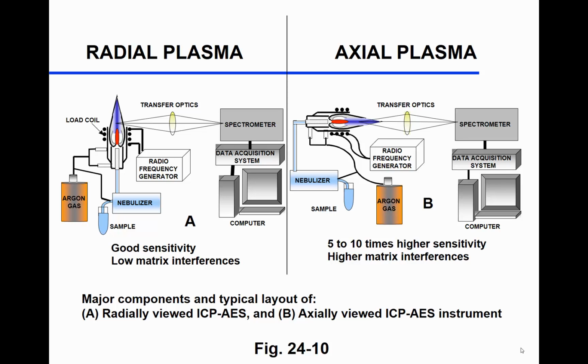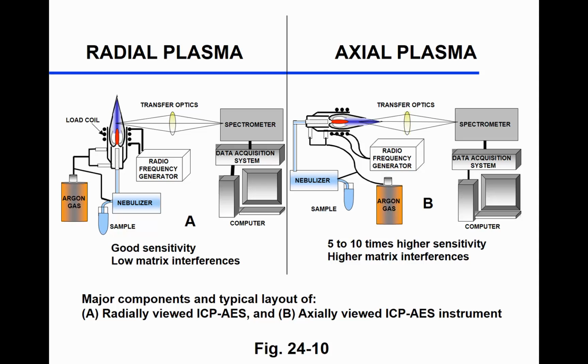Did you explain what the matrix interference is? Yeah, I was going to talk about matrix interference later on. Okay. It's coming. But the matrix interference is whatever you have in your solution that is being aspirated with your elements into the flame. So you will have more interferences here because you have that direct connection to the detector, where here you don't have as much. Okay?